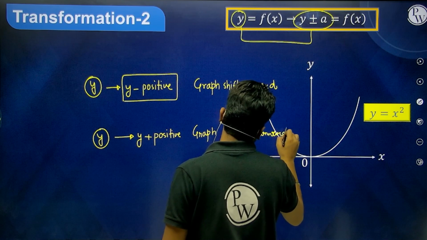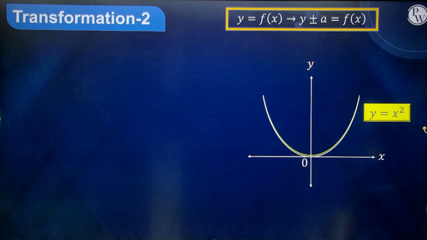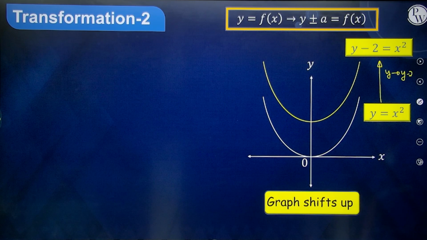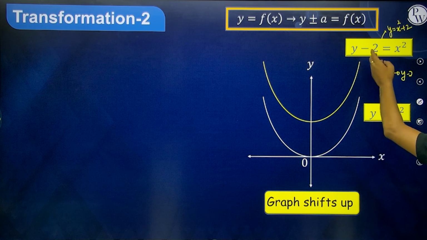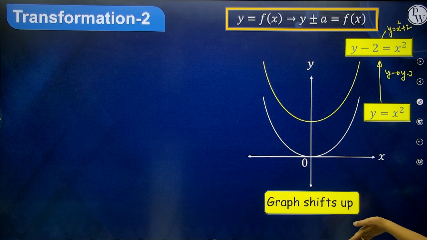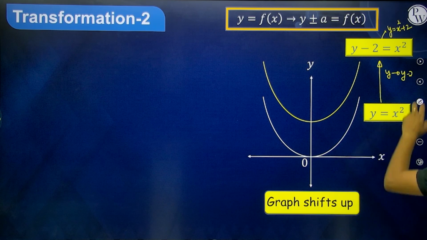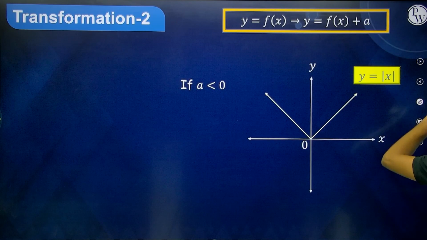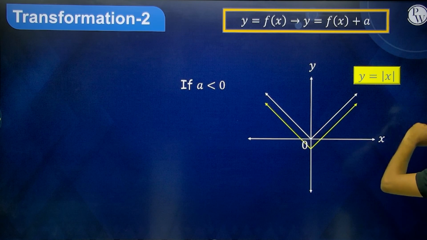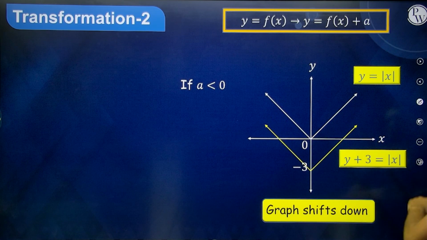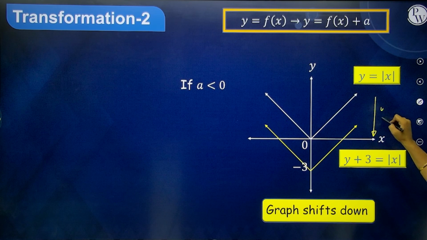Yes? So if we know the graph of y equal to x square, and we want to draw the graph of y minus 2 equal to x square, or we can also say it y equal to x square plus 2. Yes or no, kids? If we take this minus 2 onto the right hand side, the graph will be taken up, right? Okay. And if let's say y equal to mod x is given to us, and if you want to replace y with y plus some positive number, don't you think that the graph has to go down? Like this, graph shifts down as I told you.